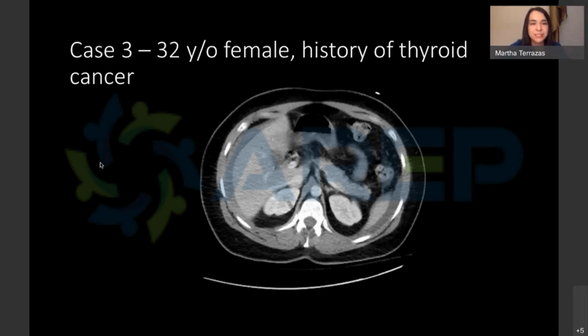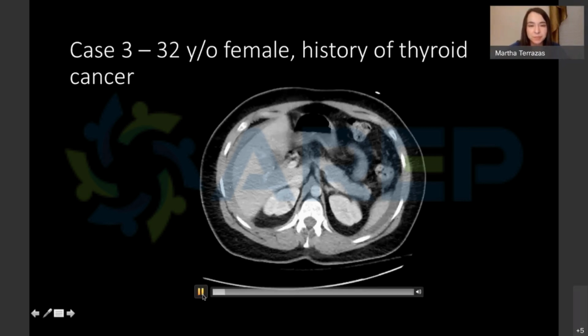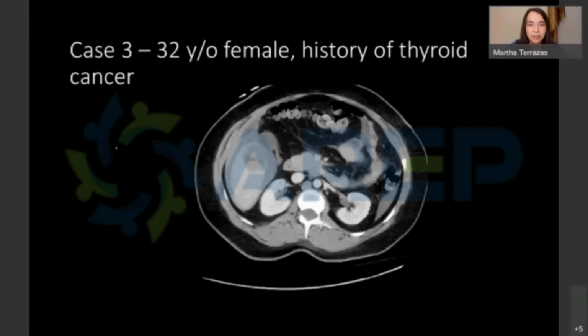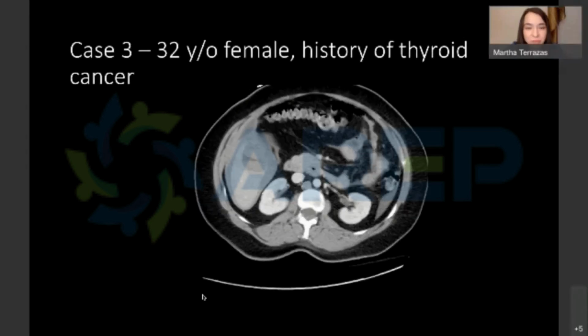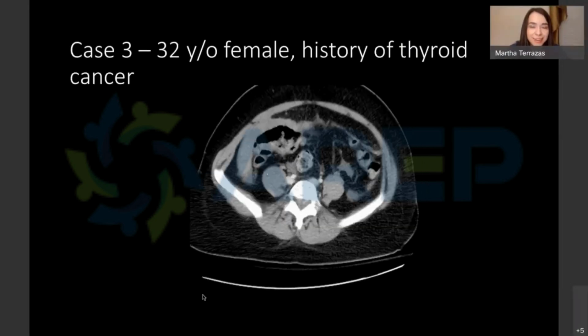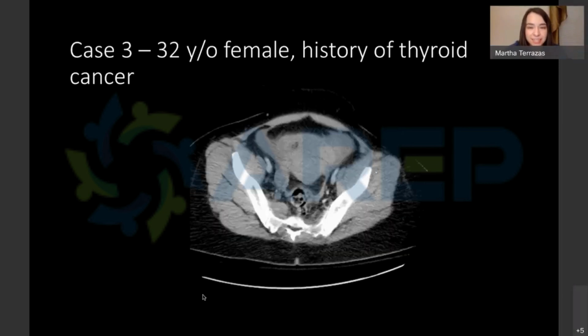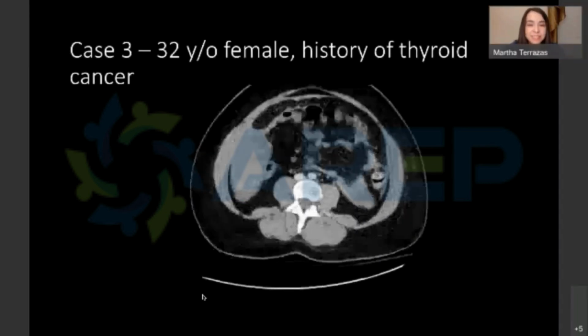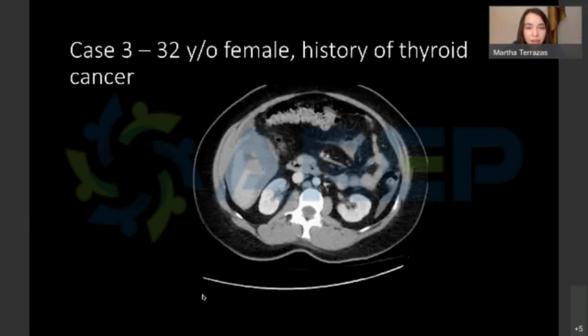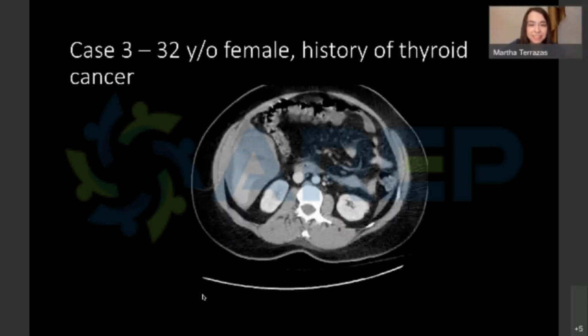Okay, let's move to case 3. This is a 32-year-old female, history of thyroid cancer. Young female, but we do have the history of thyroid cancer, and she came into the ER, and I'll show the video. Came into the ER with abdominal pain, has a history of thyroid cancer. So we see all this hyperdense ascites around the liver. So we're thinking she's bleeding. She has hemorrhagic ascites, a lot of it. And we see a liver lesion in the inferior right hepatic lobe, and there are these small foci of active bleeding in this lesion.